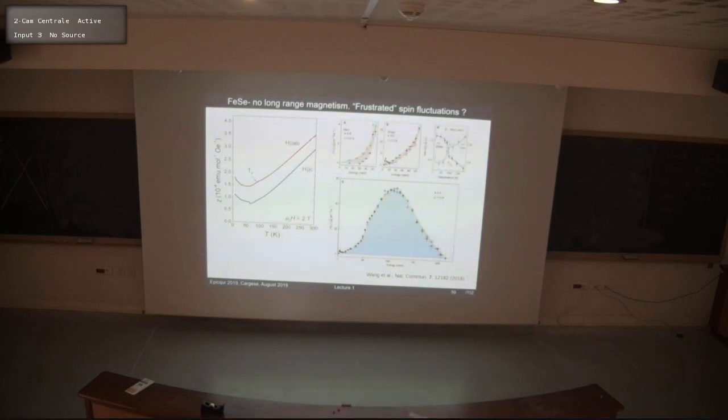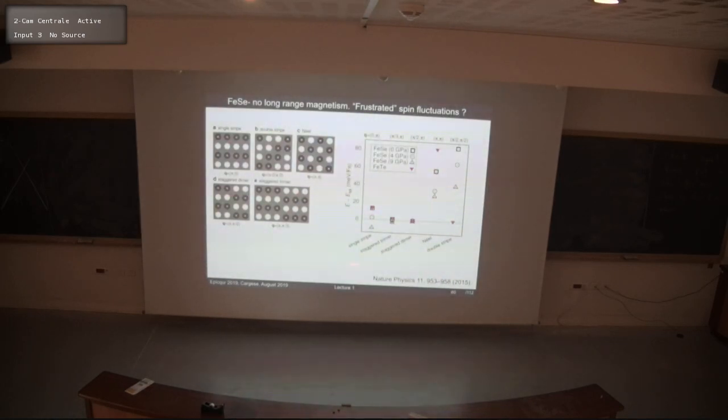And as another example of how the neutron diffraction looks like, the response in a material where there's no long-range magnetism at all. This is the case of iron selenium, which has a nematic transition, but no magnetic transition at all. And the imaginary susceptibility has a very broad range of excitation. So it's telling us that despite the fact that the system does not order, it has very strong, likely high-energy fluctuations in the system.